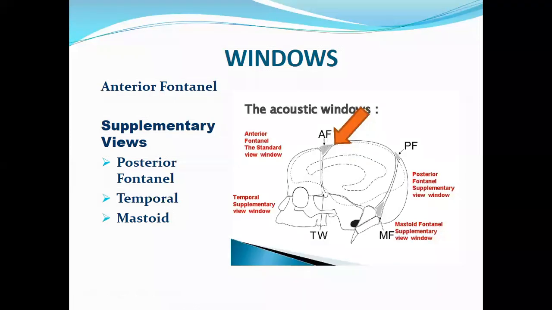Windows. What windows do you expect we use? The most important window is the anterior fontanelle window. Anything else, if you don't want, you can forget about them, but this anterior fontanelle, you shouldn't forget about the anterior fontanelle.